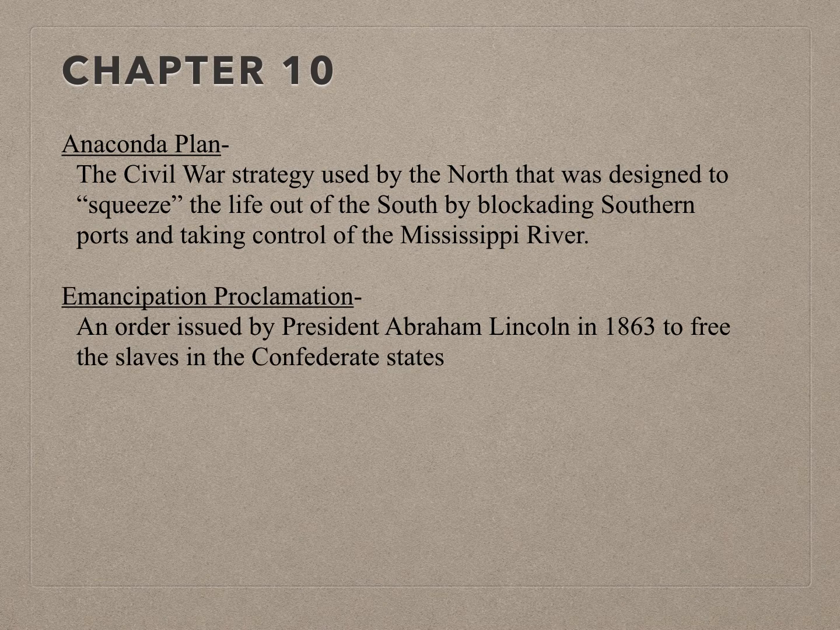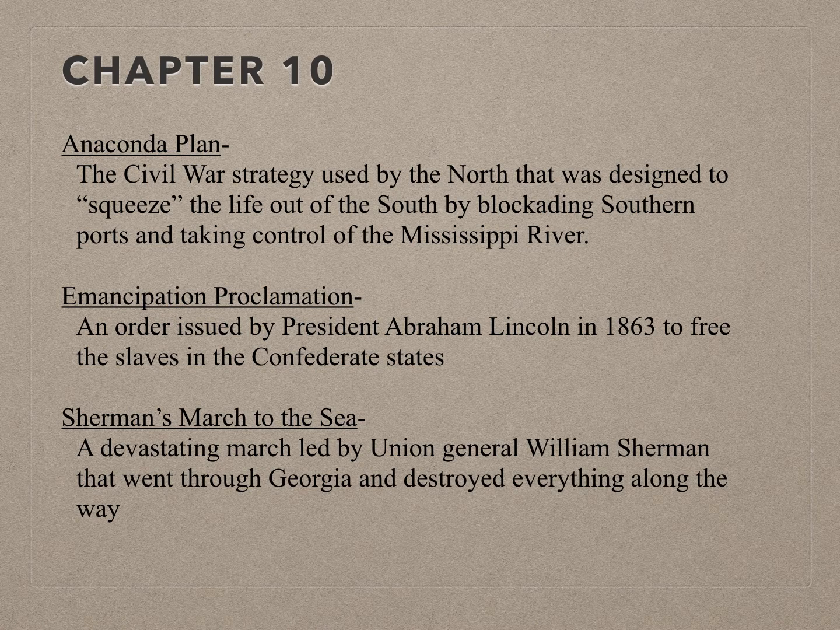The Emancipation Proclamation, an order issued by Abraham Lincoln in 1863 to free slaves in the Confederate States. Sherman's March to the Sea, a devastating march led by Union General William Sherman that went through Georgia and destroyed everything along its path.